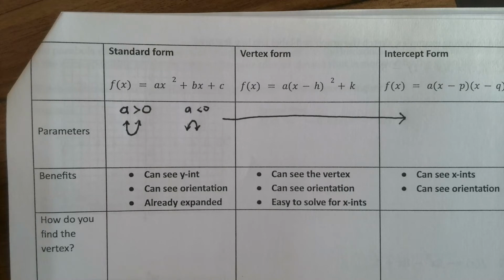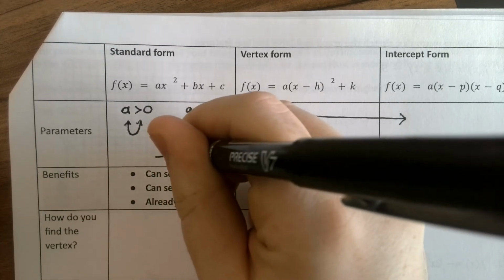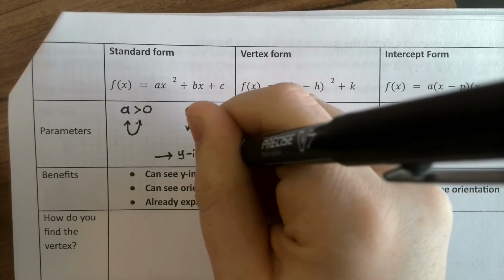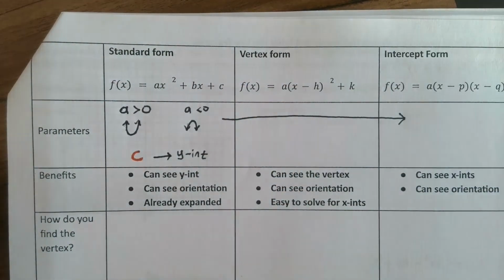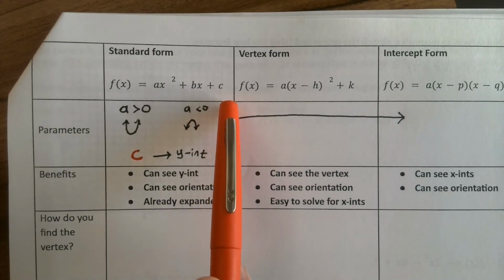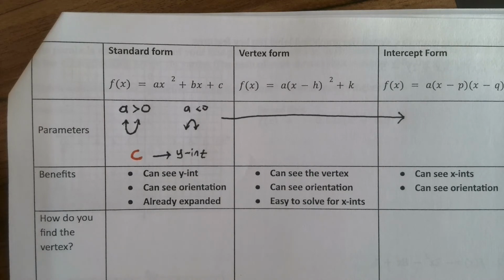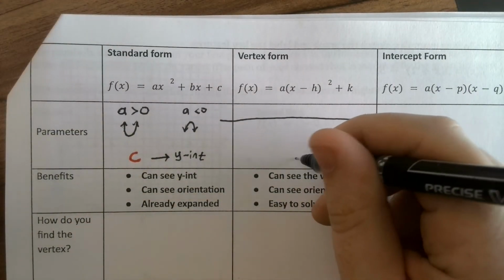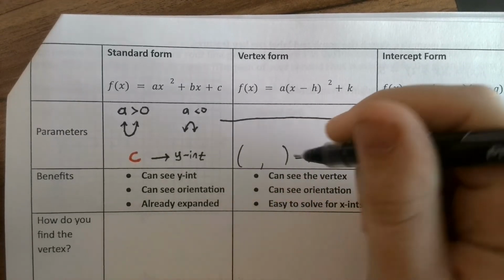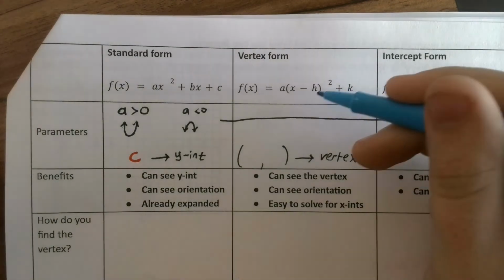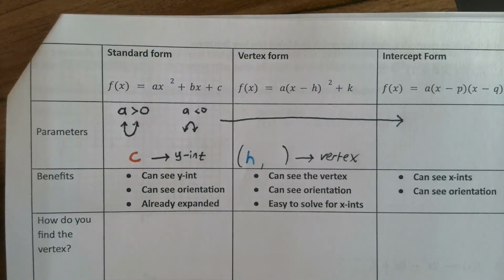However, there are some different parameters for some of these. For instance, in standard form, the y-intercept is pretty easy to find. It's just the letter C. So that last number in standard form is going to be the y-intercept. In vertex form, what's the easiest thing to find? The vertex. And we know that our vertex, if you look at these letters up here, the h value tells us our x, and the k value tells us our y.